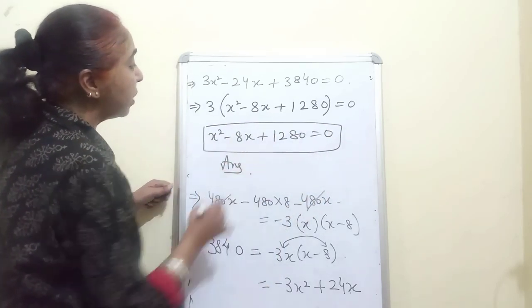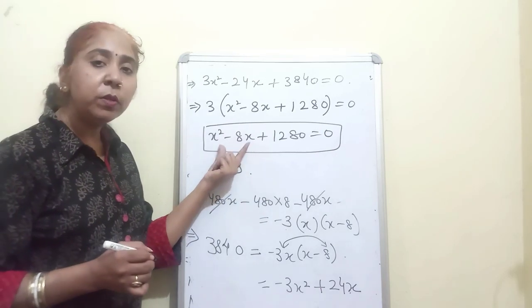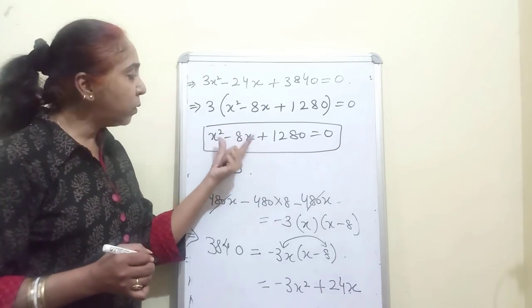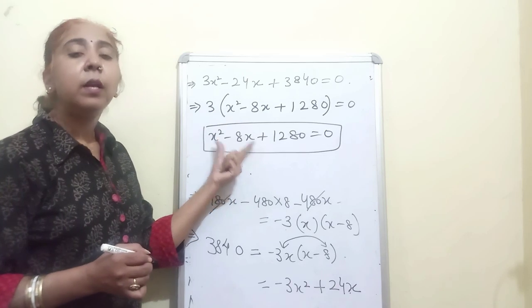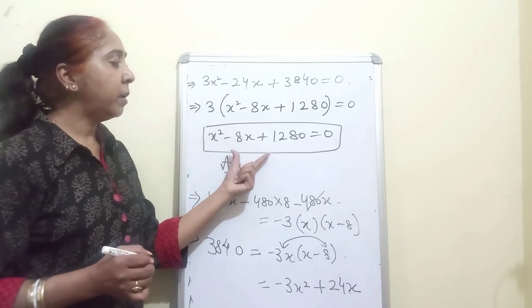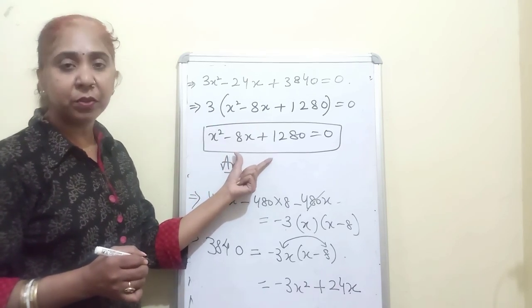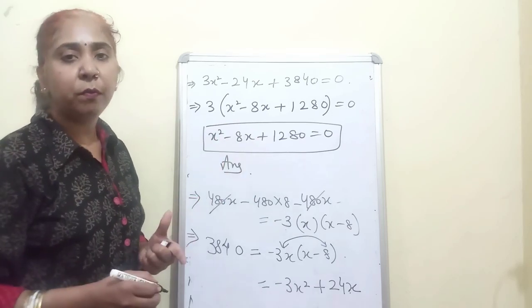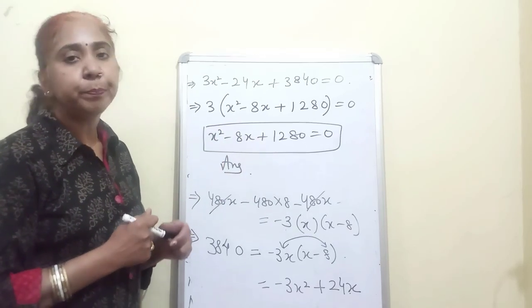Suppose in case he wants us to solve the question, then what will you do? How will you have to solve it? Middle term splitting. Either by the middle term splitting method, that means factorization, or by the quadratic formula. Okay, so this is the question.